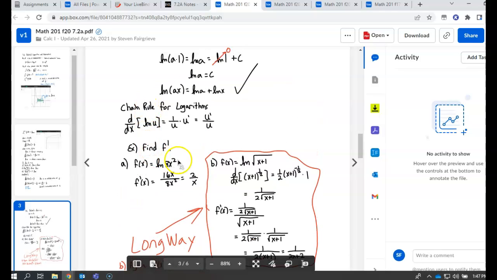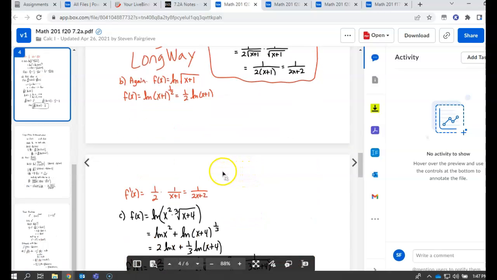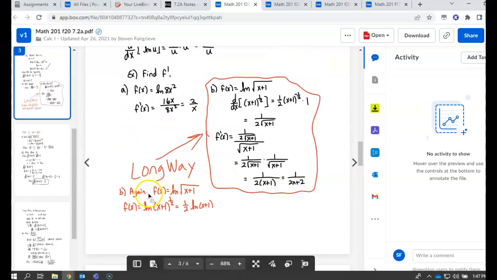Right. Specifically, if we had this function here, log of square root of x plus 1, doing it the long way, we would do the derivative of the inside function and then follow the rule for log. It's 1 over the function times the derivative of the inside function. Or, we can just do it with properties of logs.